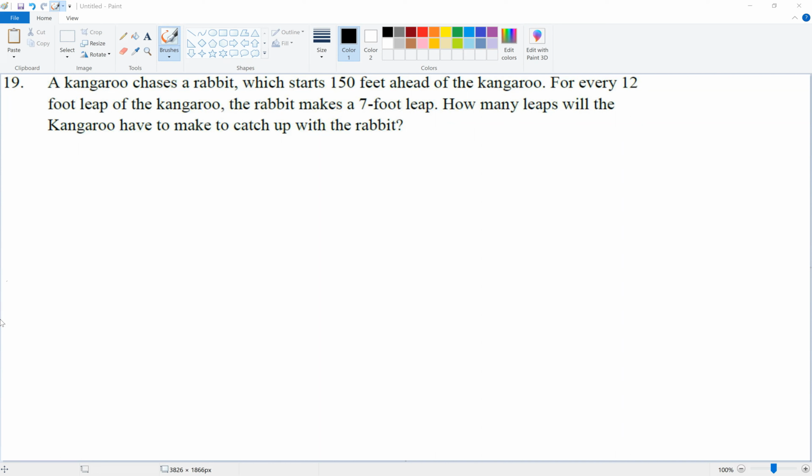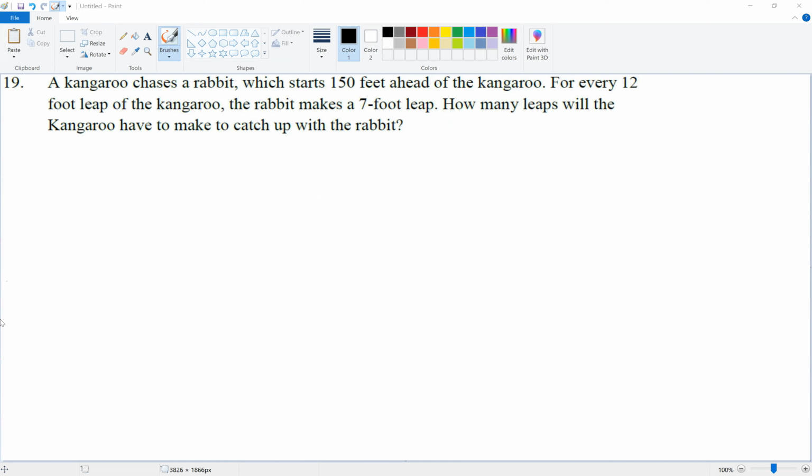Read the question first. A kangaroo chases a rabbit which starts 150 feet ahead of the kangaroo. For every 12-foot leap of the kangaroo, the rabbit makes a 7-foot leap. How many leaps will the kangaroo have to make to catch up to the rabbit? So, do you know what to do?